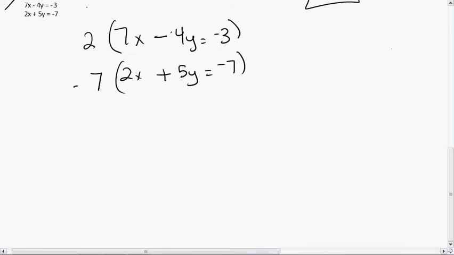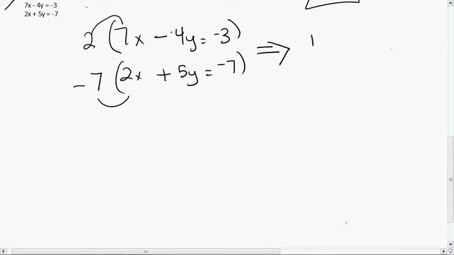I'm also going to make the bottom equation negative so that I can just add them together. So those x terms are going to have opposite signs. The top one is going to be a 14x, you can probably see that, and the bottom is going to be a negative 14x, and then the two terms will cancel each other out. All right, let's do that multiplying.